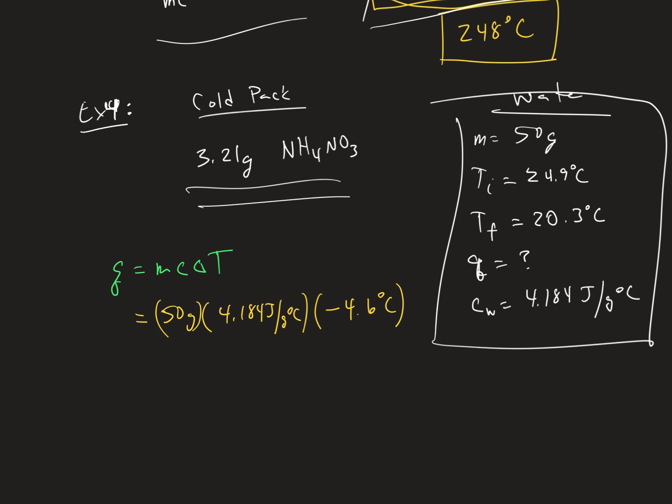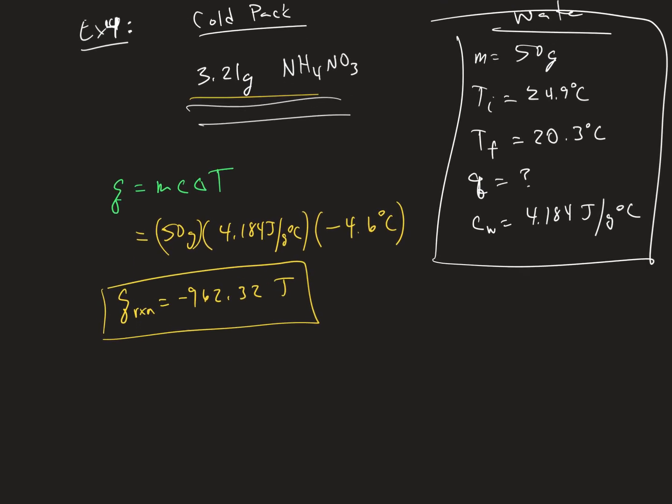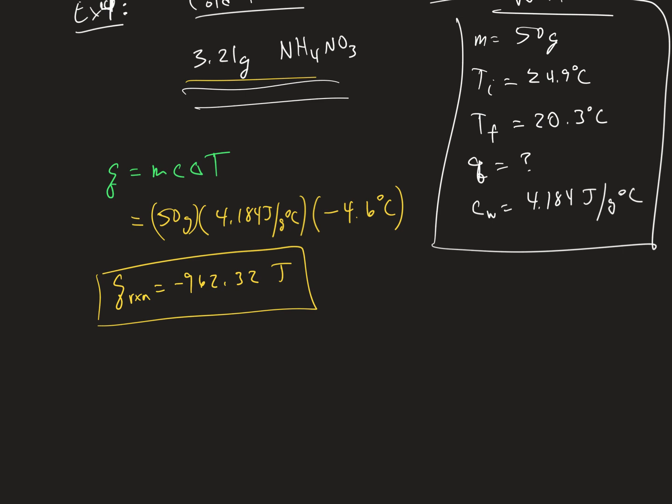Thanks, Milosh. Okay. And we're going to get a negative value. Does that make sense, why we get a negative value? Yeah, it's getting colder. We're losing heat. Okay. So the heat of our reaction, of 3.21 grams, which was just extra information, is equal to negative 962.32 joules.